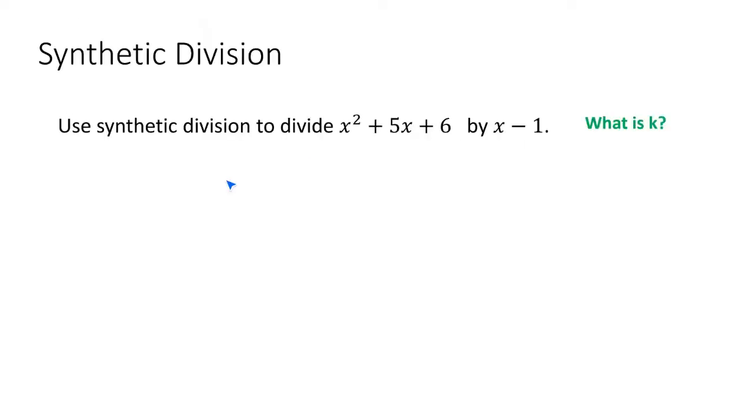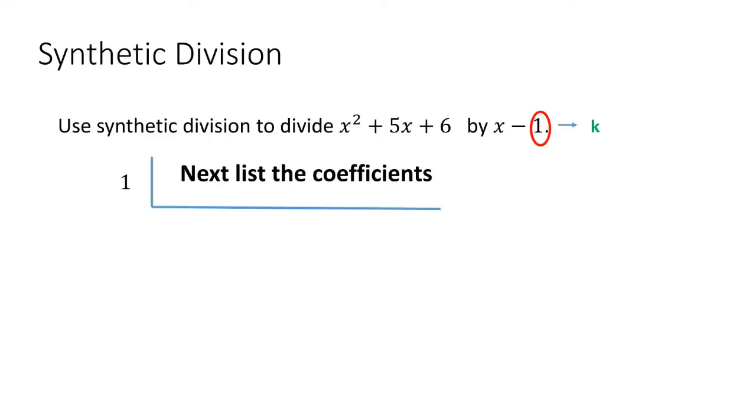So use synthetic division to divide x squared plus 5x plus 6 by x minus 1. So what is k? What is our k in this situation? Okay, so our k is going to be that 1. So next we're going to list the coefficients. So the coefficient of x squared is 1. The coefficient of x is 5. And then we have our constant. So we're going to list our numbers here.